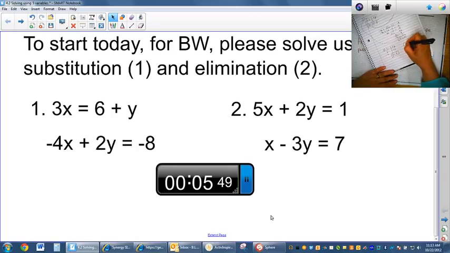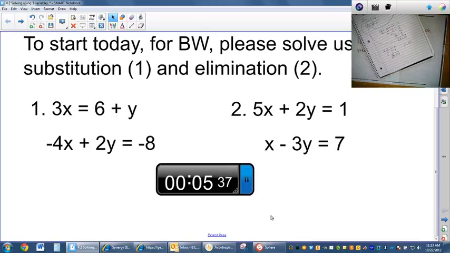So get y by itself. No, there's an x plus 6. You're going to get y equals. The second one I want you to use elimination. So the first one use substitution, the second one use elimination.